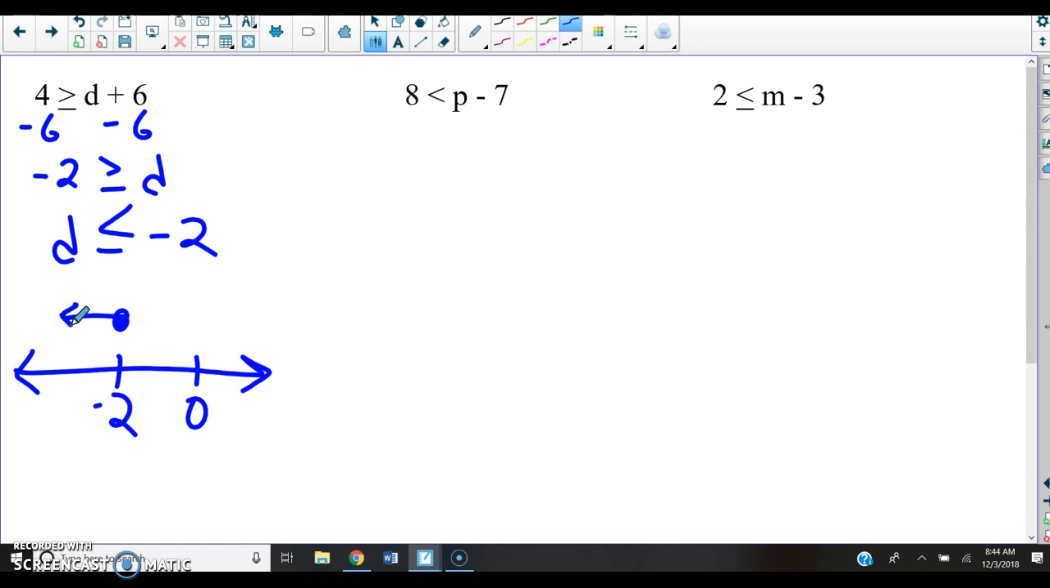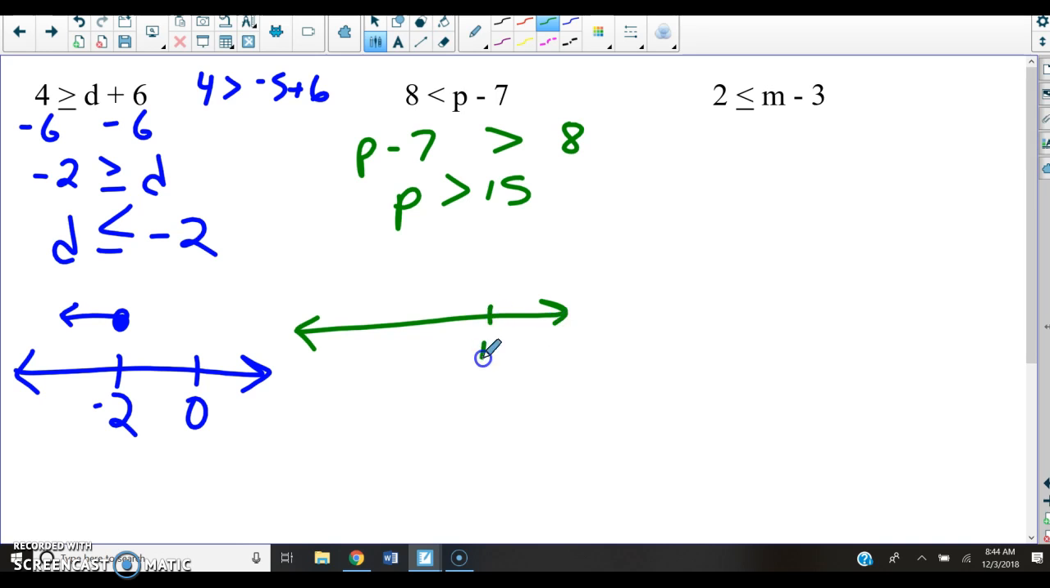If you pick a number less than -2, like -5, 4 will be greater than -5 plus 6. It doesn't matter if you want to switch it first. It continues to point at the same number, the 8. And now add 7 to both sides. So here we want numbers greater than 15. And we could again check it. If we put 20 in for p, 8 is less than 20 minus 7. 8 is less than 13.